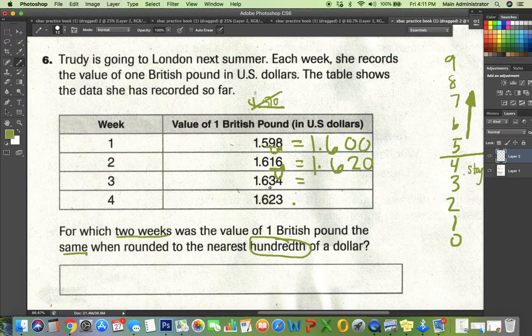All right, hundredths place, the 3. The 4 is the boss of the 3. 4 tells 3 to stay, so it's going to stay. 1.63, and the rest fill in the zeros. And hundredths place here, the 3 is also going to tell the 2 to stay, so that will equal 1.620. And now it's asking which 2 weeks has the same value. It looks like week 2 and week 4 have the same value. So I will write down week 2 and week 4.